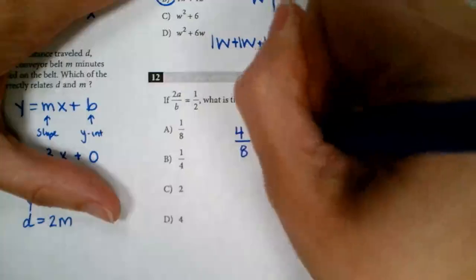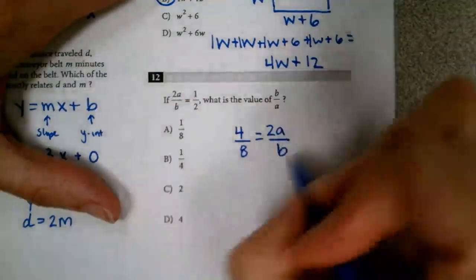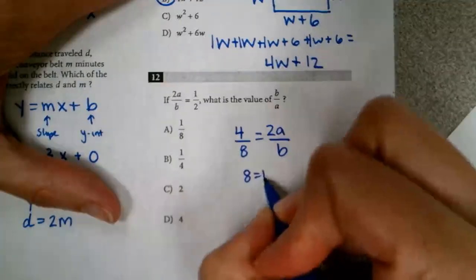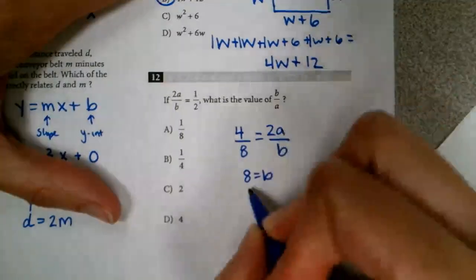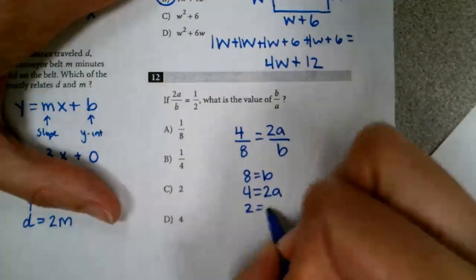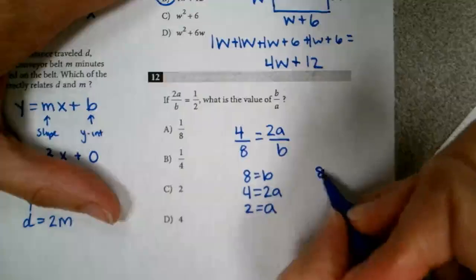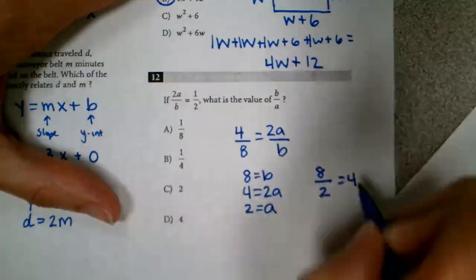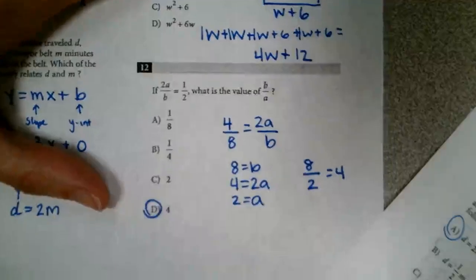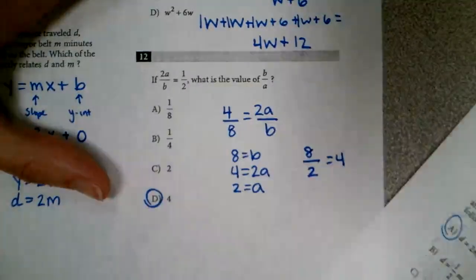So if I said 4 over 8 is 2A over B, that would mean 8 has to be B, and if 4 is in the spot of 2A, A would have to be 2. If I want B over A, I would put 8 over 2 and I get 4. Now, why did I randomly pick those numbers? I picked something that made 1/2.